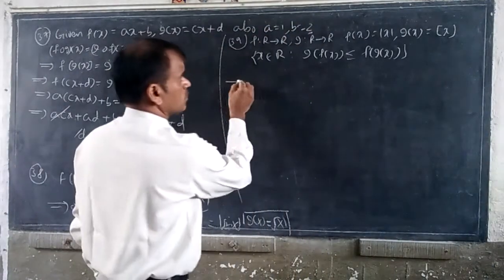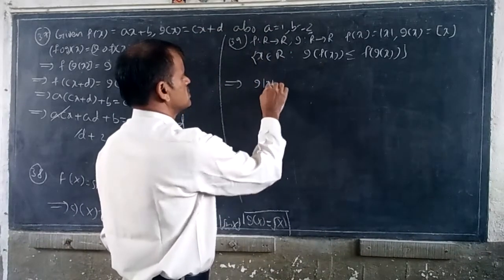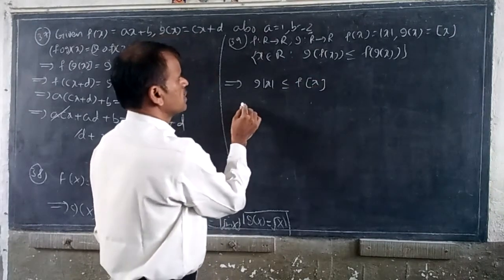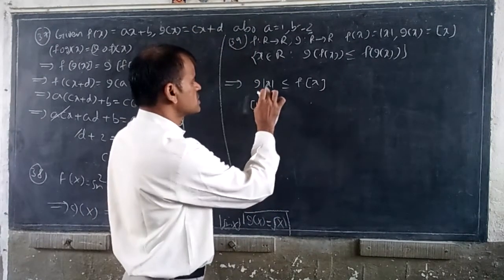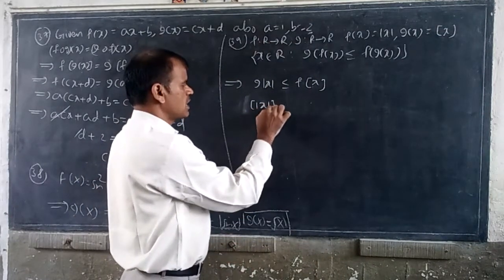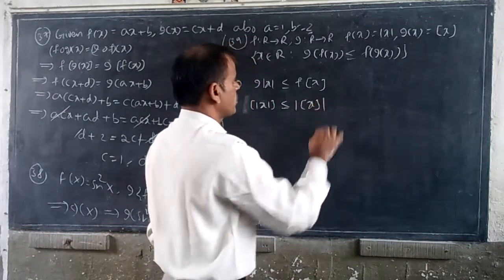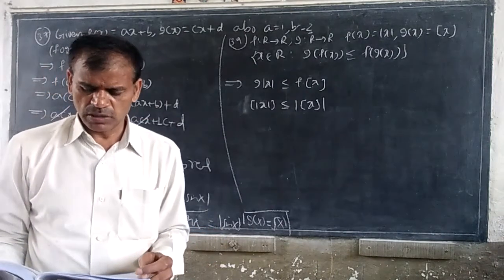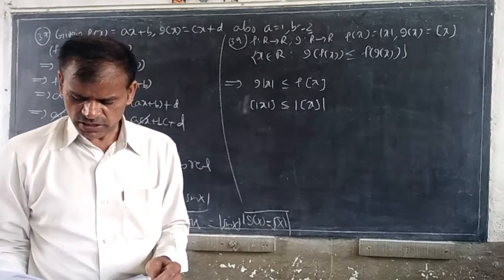Now g of f of x means g of mod x, which is less than or equal to f of g of x, that is mod of step x. So instead of x you can substitute mod x. So we can write step of mod x less than or equal to mod of step x. If a condition were given, then you could substitute. Otherwise, any number we can take. He did not give anything, so any number we can consider according to the options.